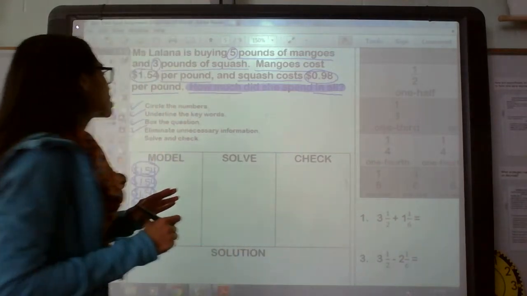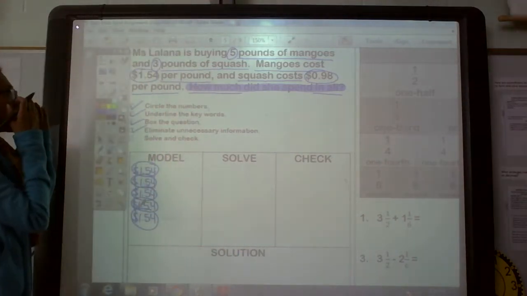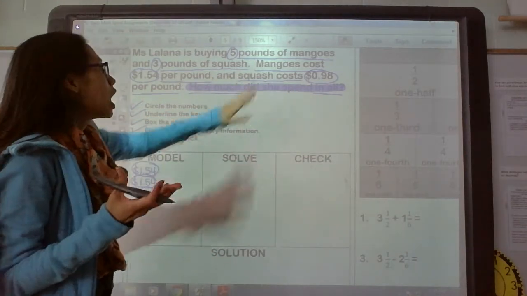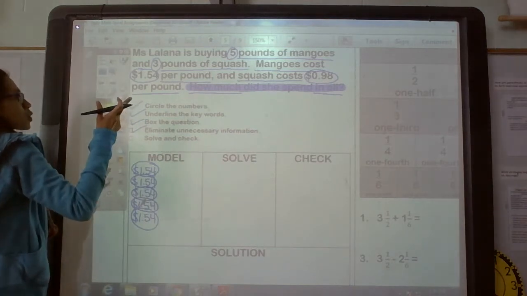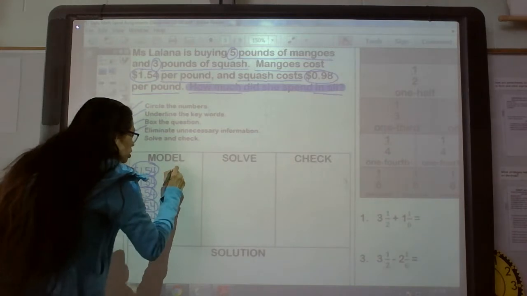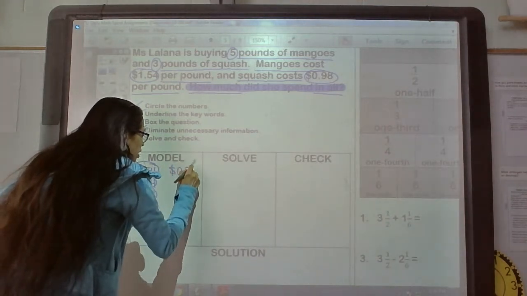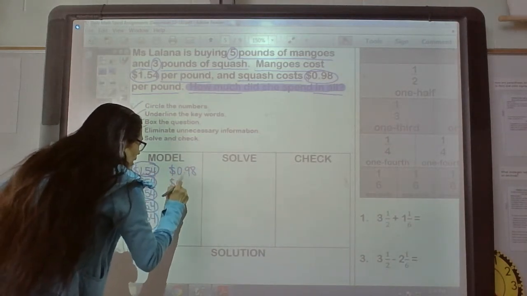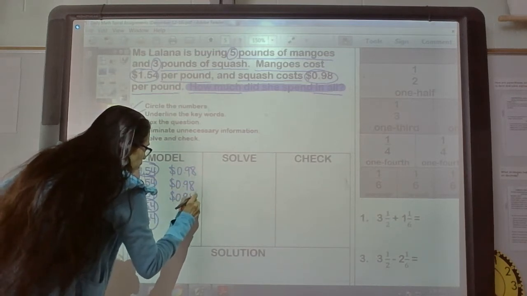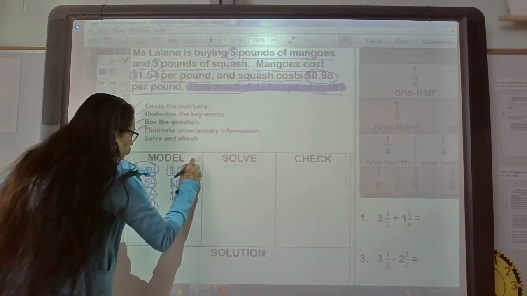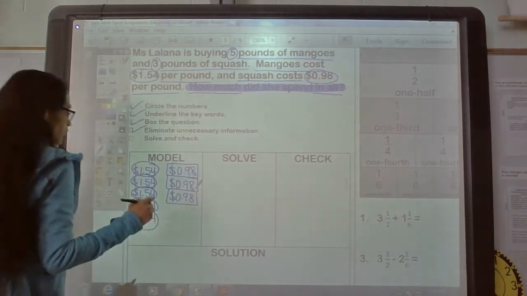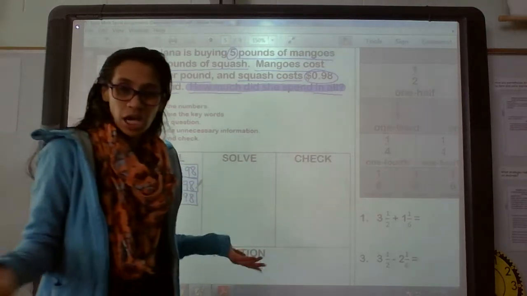All right, the next thing we need to draw is the visual representation of the squash. How many pounds of squash? We have 3 right here. 3 pounds of squash, and that's 98 cents each. So I need to write 98 cents, 98 cents, 98 cents. And we'll do that 3 times. And I'll do rectangles. I have like a rectangle squash. All right, so we're done with the model.